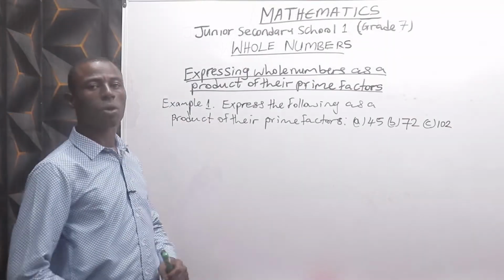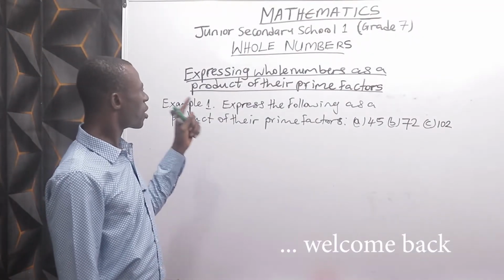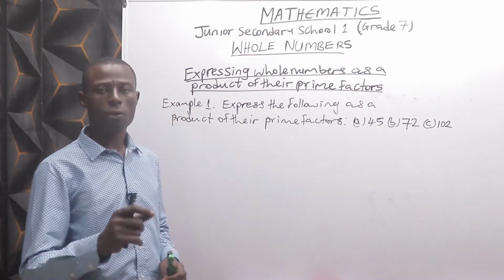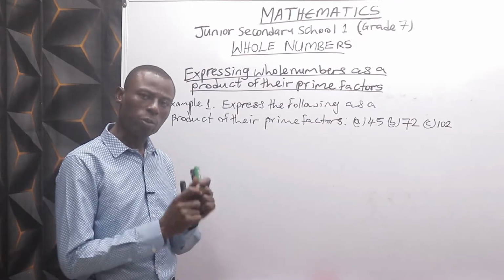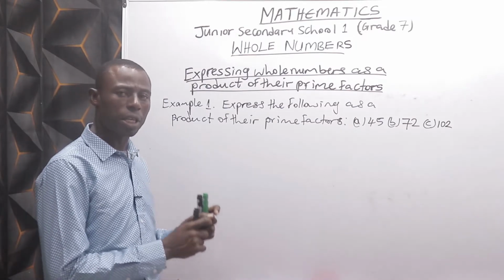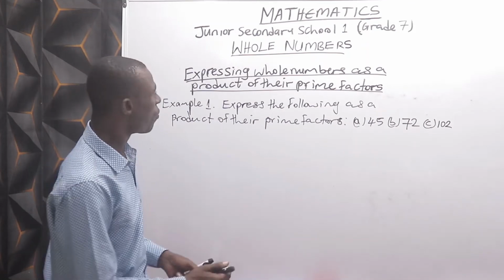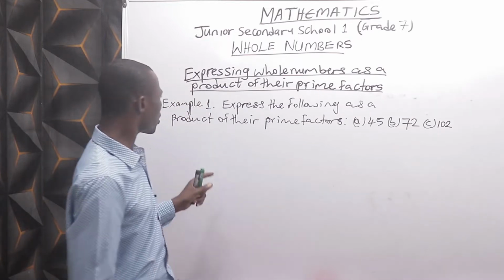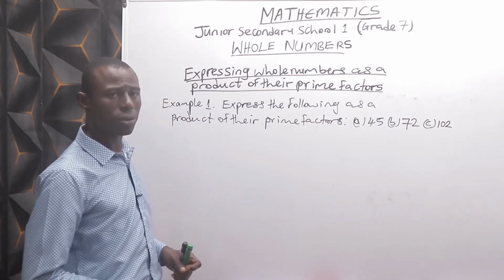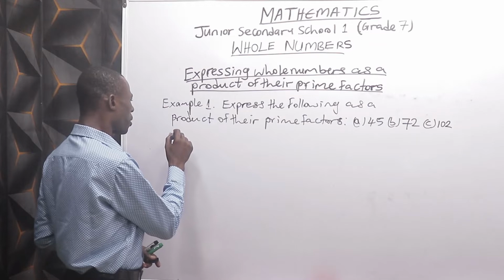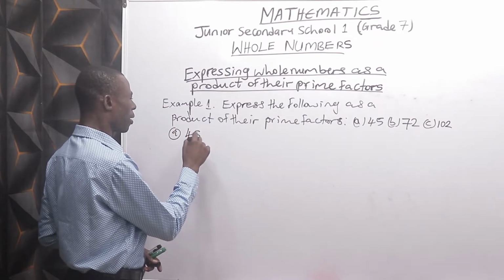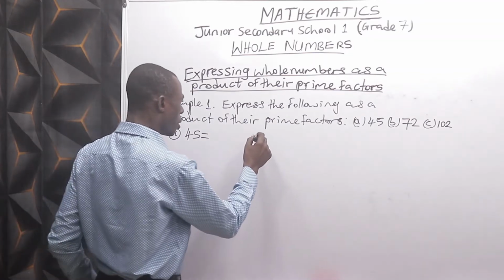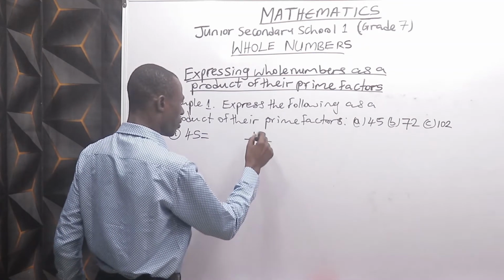Another concept we want to consider is expressing whole numbers as a product of their prime factors. That is, how to express whole numbers as a product of their prime factors. Example 1. Express the following as a product of their prime factors. Question A: 45 as a product of its prime factors will be, let me analyze it here.